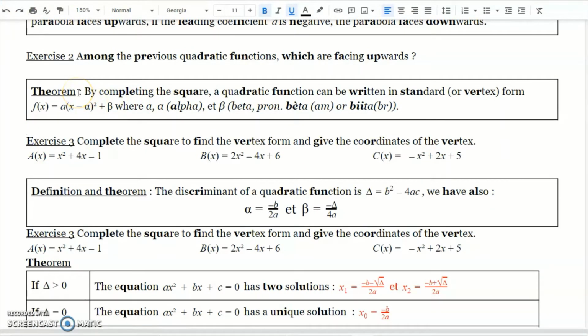The next theorem is about completing the square. By completing the square, a quadratic function can be written in standard form, which we also call vertex form. This is f(x) = a(x - alpha)^2 + beta, where a, alpha and beta are real numbers.